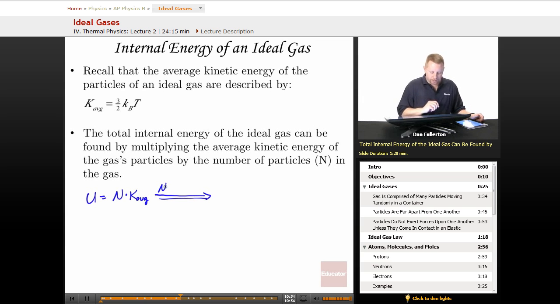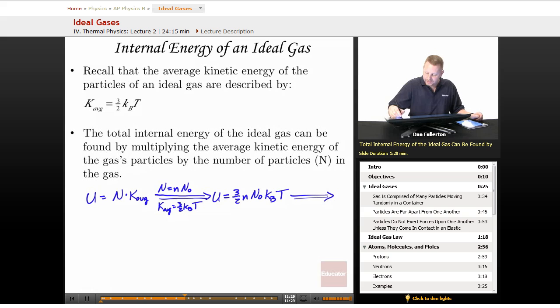The total number of atoms, particles, N, is going to be equal to the number of moles times Avogadro's number, and the average kinetic energy is 3/2 kBT. So when I substitute those into my equation, the total internal energy is going to be equal to 3/2 times number of moles, Avogadro's number, times Boltzmann's constant, times the temperature.